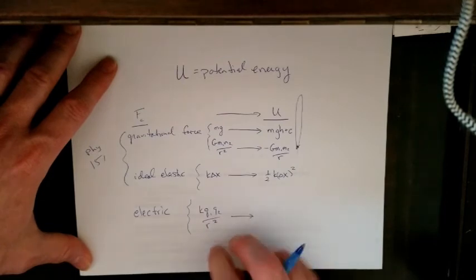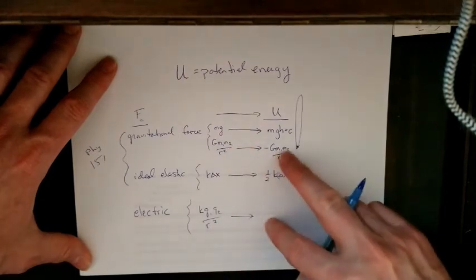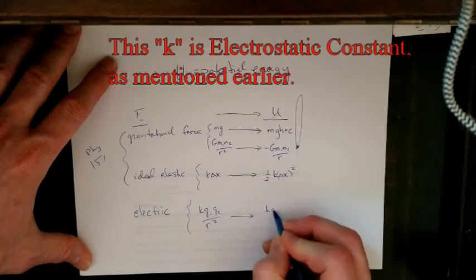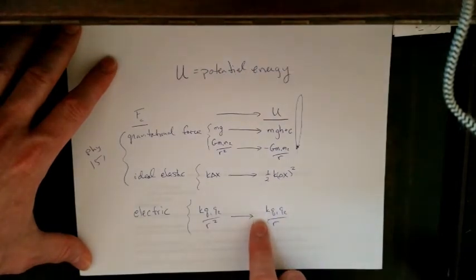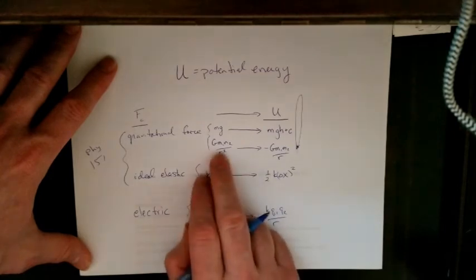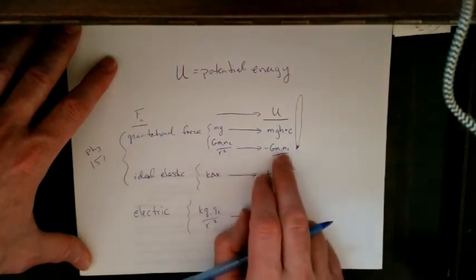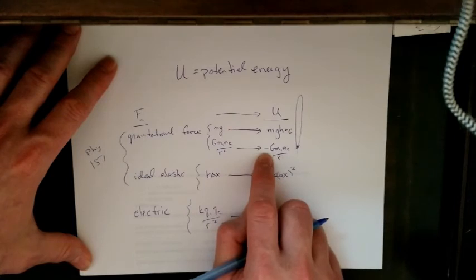And if it is this, notice the similarity between these two. We do have a very similar formula here. It's kq1 q2 over r. The minus sign is not there because the gravitational force is always attractive and mass is always positive. You'd need to throw the negative in there.